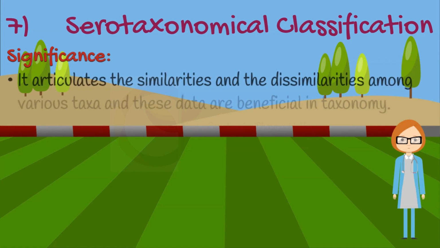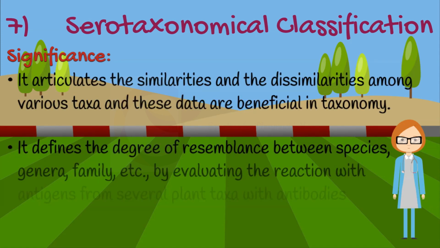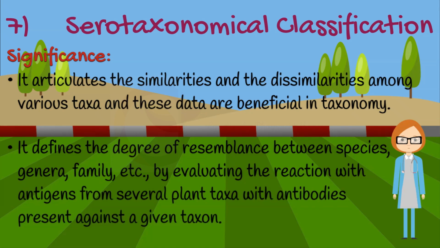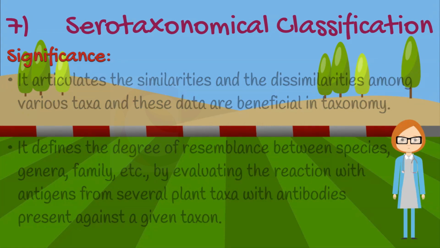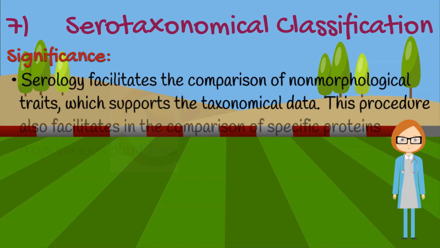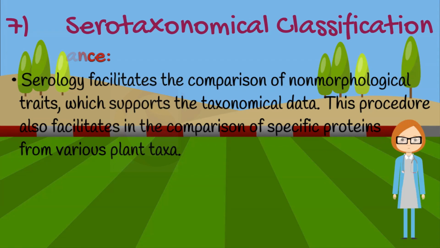Serotaxonomical classification articulates the similarities and the dissimilarities among various taxa, and these data are beneficial in taxonomy. It defines the degree of resemblance between species, genera, family, etc., by evaluating the reaction with antigens from several plant taxa with antibodies present against a given taxon. Serology facilitates the comparison of non-morphological traits, which supports the taxonomical data. This procedure also facilitates the comparison of specific proteins from various plant taxa.